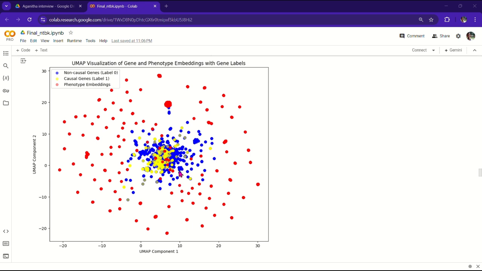This is the case, and we can see that many of the phenotype embeddings are closer to other gene embeddings which are inactive, non-causal genes. So we can say that many of the causal genes may be affecting these genes, and then these genes are causing these phenotypes. Or we can say there is a similarity between these phenotype embeddings and the gene embeddings. We can also say this.